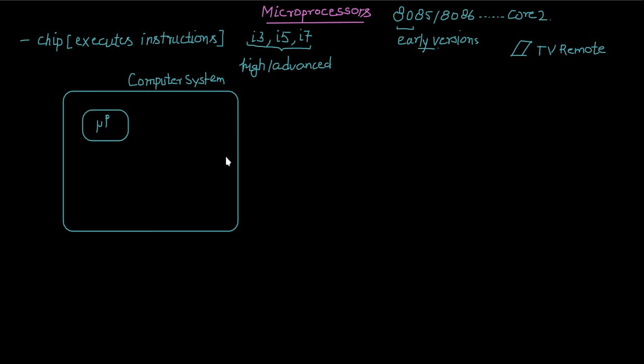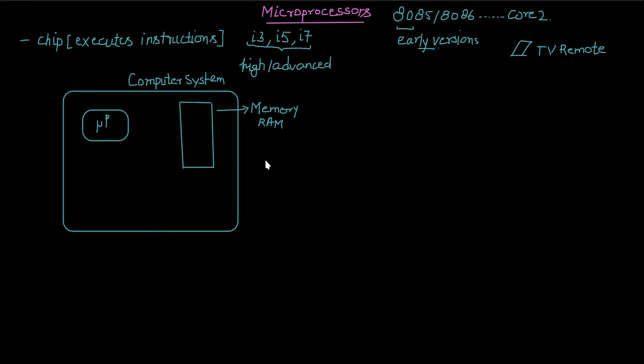In a computer, you might have noticed there are some other components as well. The first component is the main memory. I'm going to draw a box which represents the main memory, and main memory is basically RAM, the random access memory. You must have seen RAM in your computer, which is some 4 gigabytes or 8 gigabytes.